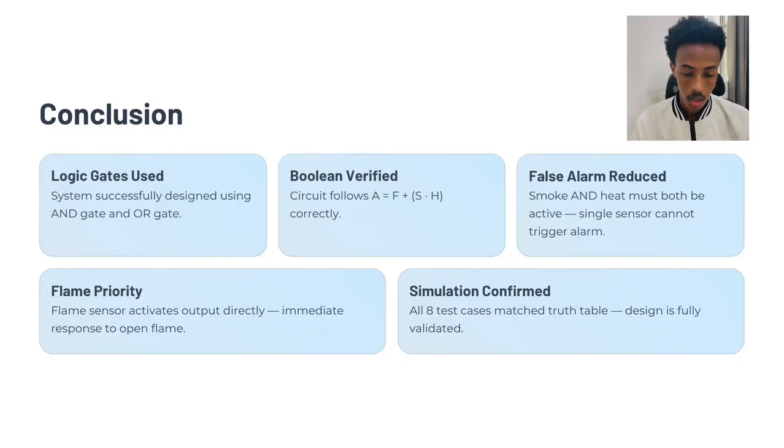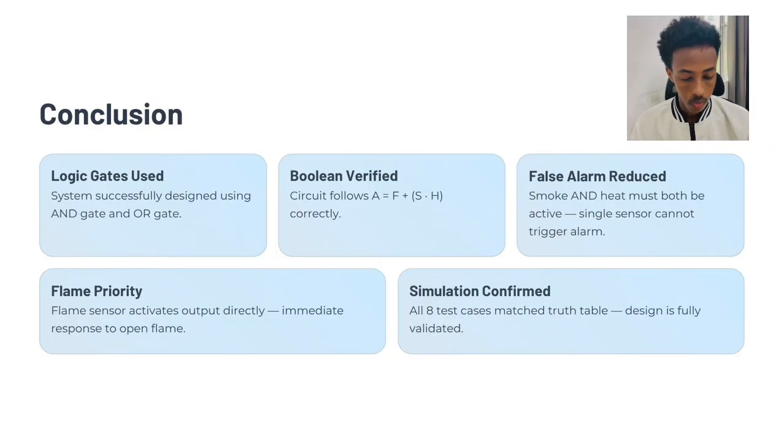Next is box 2, Boolean verified. Our Boolean expression is A equals F plus S and H. That means the system follows the correct logic when we design it. Box 3 is false alarm reduced. That means our system reduces false alarms, as smoke and heat must be detected together before the alarm turns on. So one sensor is not enough.